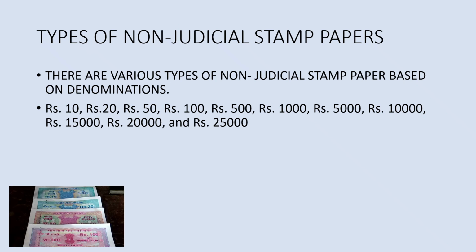Now comes the types of non-judicial stamp papers. These non-judicial stamp papers are based on various denominations that are mentioned on the paper. They are of rupees 10, 20, 50, 100, 500, 1000, 5000, 10,000, 15,000, 20,000, up to rupees 25,000. But presently we can see in our country that rupees 10, 20, 50, 100 and 500 stamps are mostly in use. Earlier there was the use of 10,000, 5,000, 15,000, 20,000 and 25,000 stamp papers also.